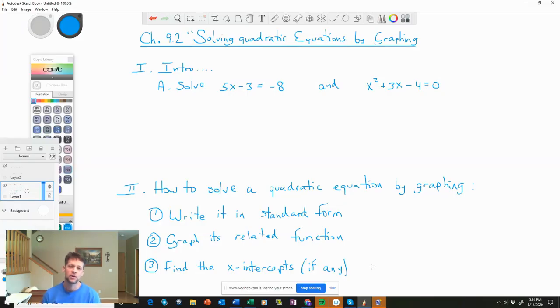Hello, students. Welcome back. Hey, guess what? We're in a new chapter. In fact, it is the last chapter. We are now starting chapter 9. Chapter 9 is about learning to solve a quadratic equation.